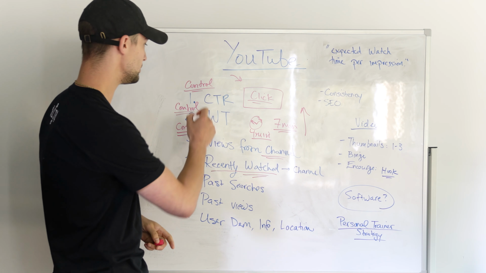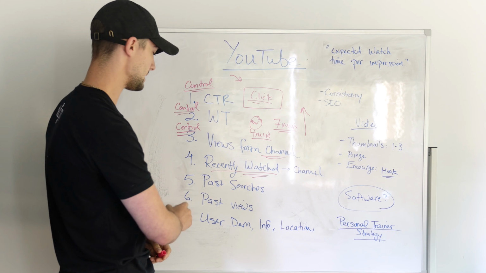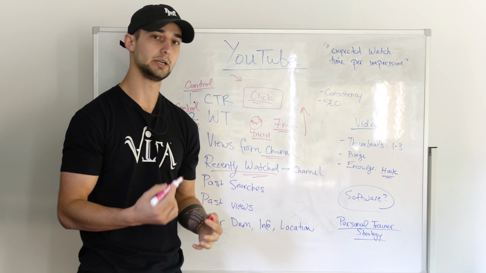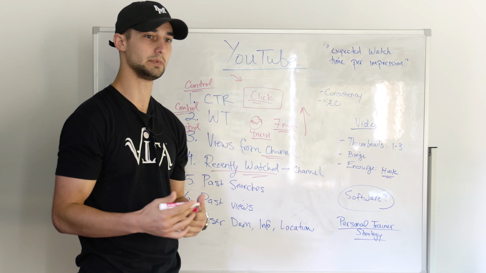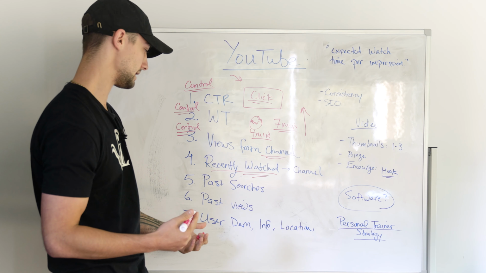Really, 1 and 2 are the main ones that you're going to want to focus on and control. The rest are all trickle down, but it's still really important to gauge your content and create videos that will incentivize all 7 of these to happen.